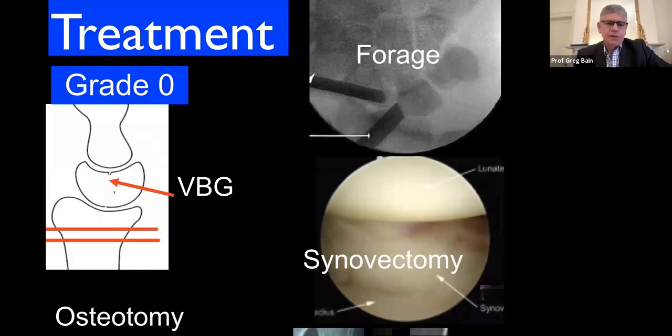So for example, a grade 0 where the lunate is basically intact, well, maybe there's a role for a vascularized bone graft or osteotomy such as an unloading procedure, sometimes a synovectomy or even a farage of the lunate, which is drilling of the lunate. There also has been described farage of the radius and interestingly farage of the capitate. So the role of farage certainly in the hip is well described, particularly for the earlier phases of avascular necrosis.